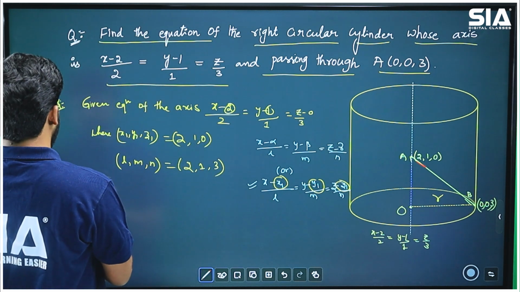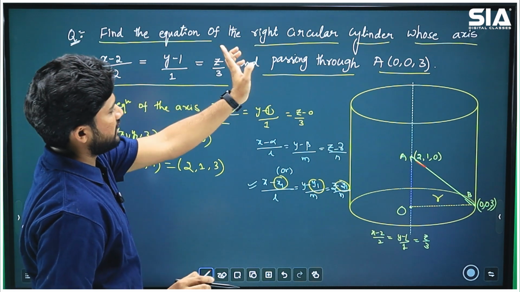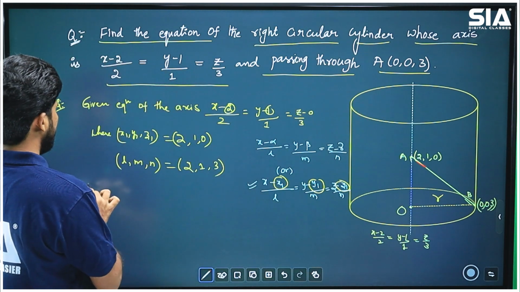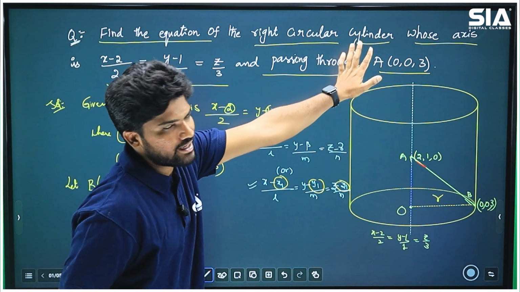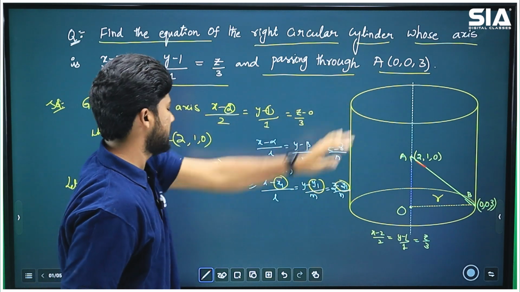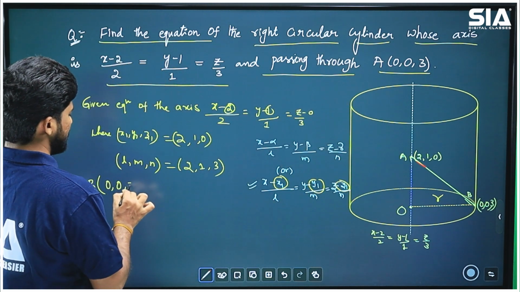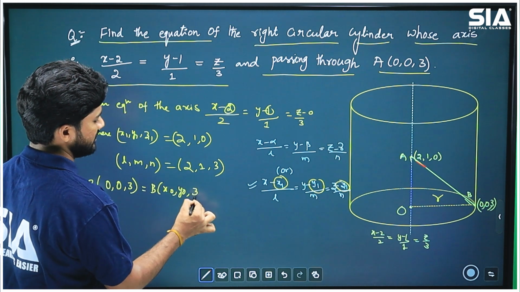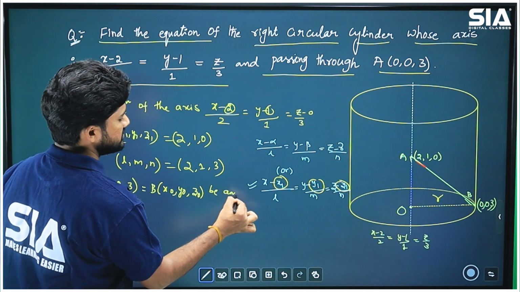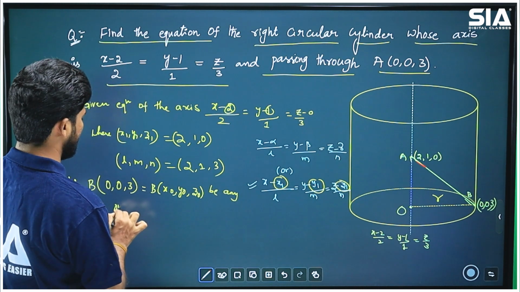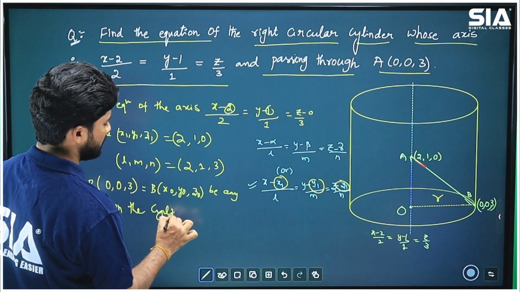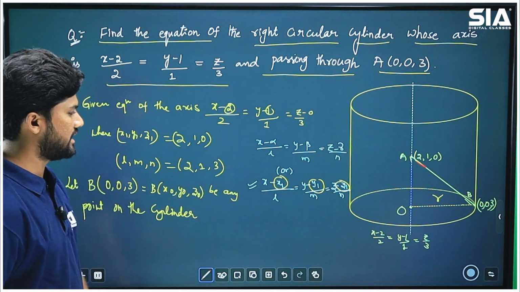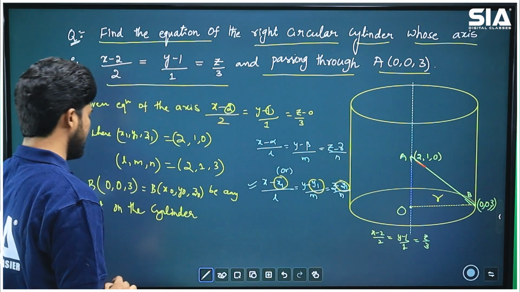So now, let the right circular cylinder be passing through that point (0, 0, 3). Actually, they won't mention capital A, capital B. We have to take them in that problem. So capital B is equal to (0, 0, 3). I am taking a point B as (x naught, y naught, z naught), any point on the cylinder. The cylinder is passing through this point only. We are taking the point on the cylinder. Now, to find the right circular cylinder, what do we have to find?